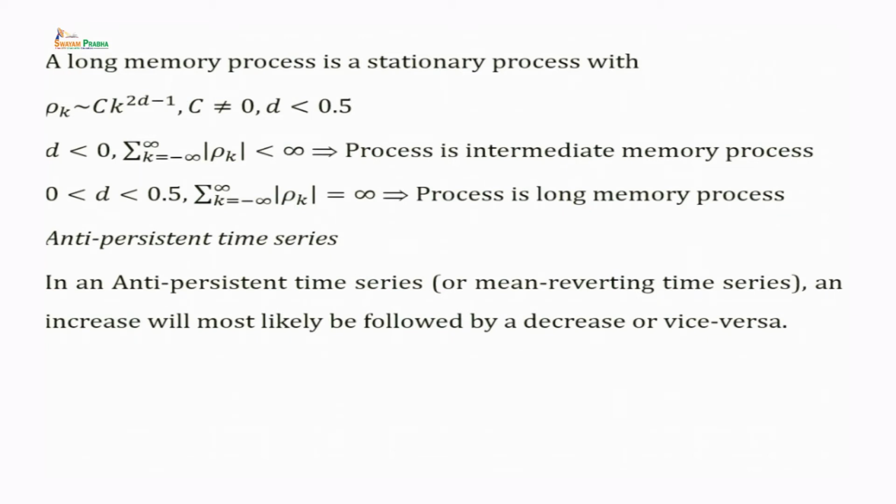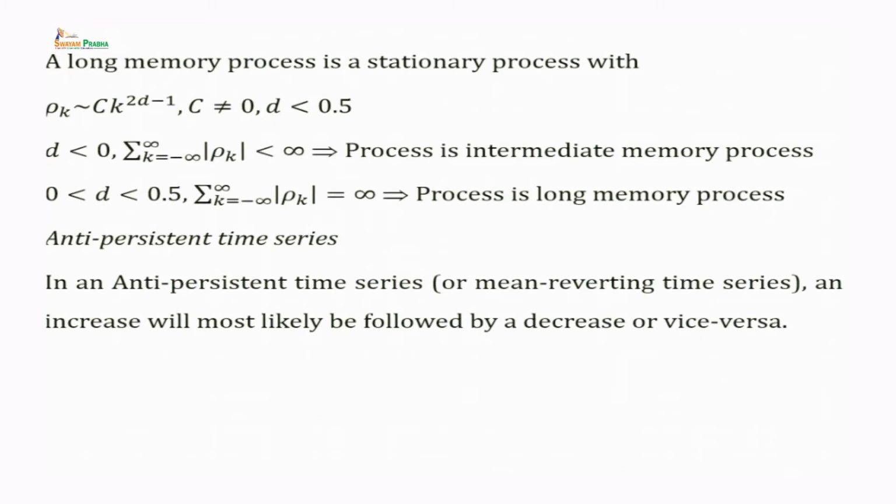Again, you can easily verify this phenomenon using this approximation. Say if d is greater than 0, then you have a positive power here. So, as k increases, this term keeps on increasing. And in that case, this series diverges. Its summation of mod of rho k also diverges. So, the process is a long memory process.